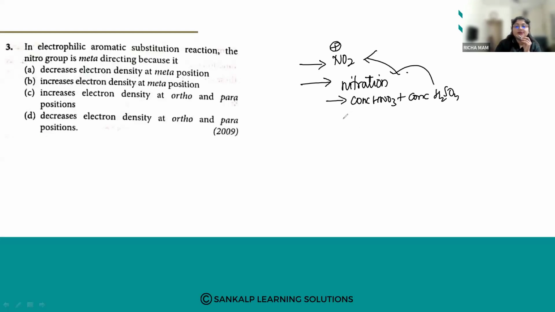Okay, this nitronium ion will undergo electrophilic aromatic substitution reaction. Because just now we saw that after writing the resonance structures, the electrons from the ortho and para positions are withdrawn more. So the electron density will be less there. At meta position, as the electrons are not withdrawn, the electron density is high. So nitro group is a meta directing group. Okay, so option number D is the answer. I hope it is clear.